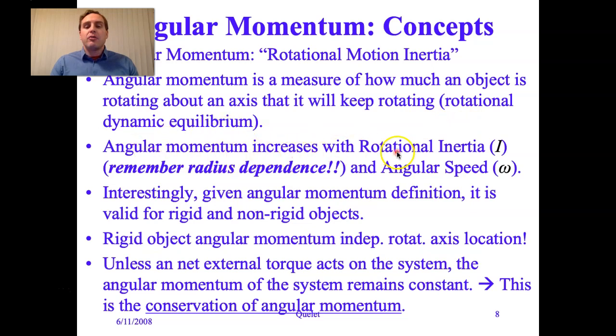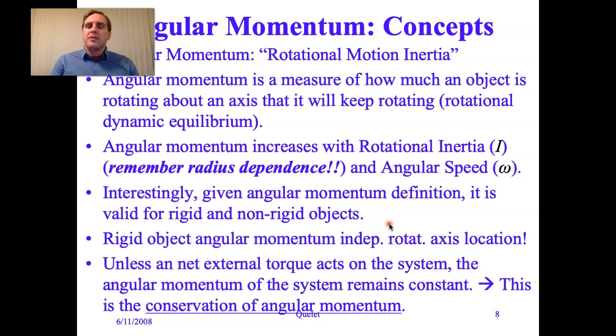Angular momentum increases with rotational inertia, remember the radius dependence, and the angular speed. So if you have a greater rotational inertia, greater rotational mass, and a greater angular speed, which is already a greater amount of motion in terms of rotation, the angular momentum will be larger. Interestingly, given the angular momentum definition, it is valid for rigid and non-rigid objects.